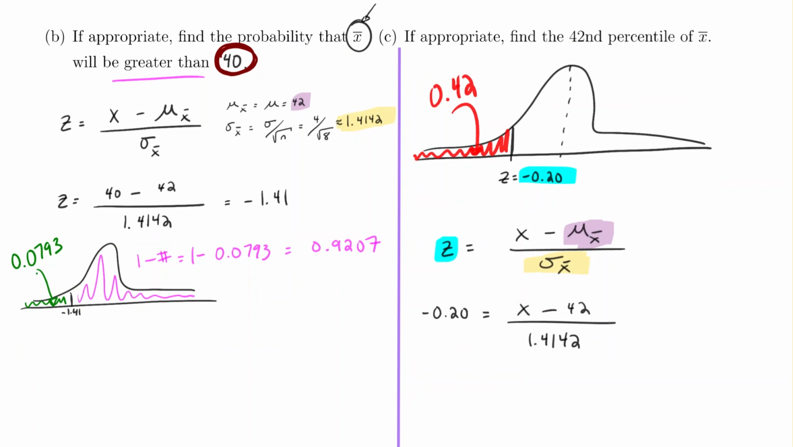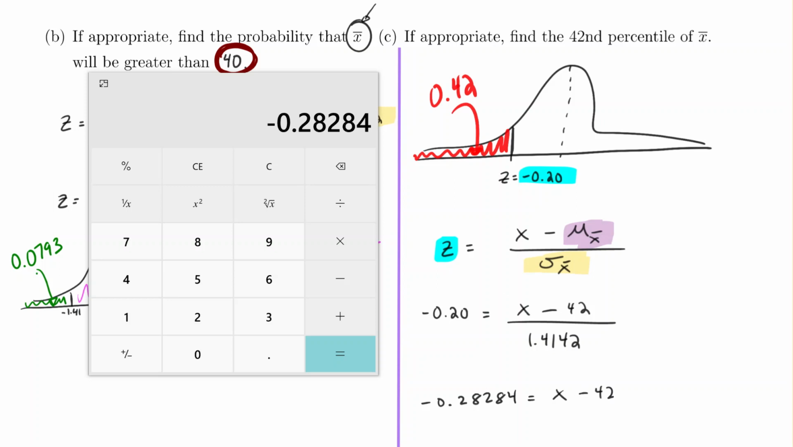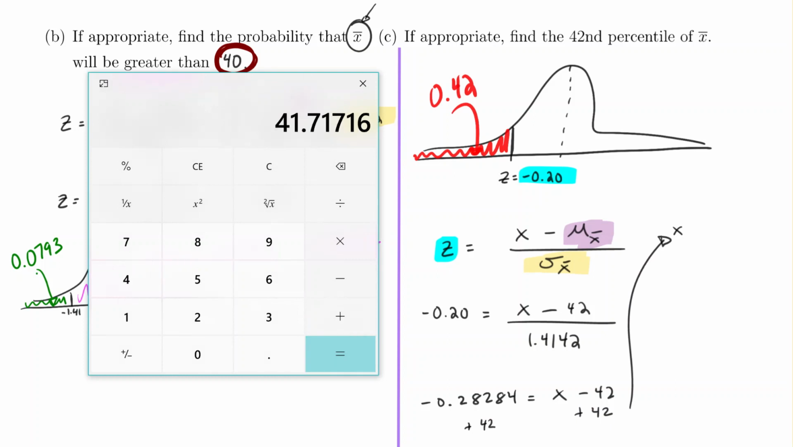In this case, I'll multiply both sides by 1.4142. Negative 0.2 times 1.4142 gives me negative 0.28284 equals x minus 42, because when I multiplied both sides by 1.4142, that canceled from the denominator. I then add 42 to both sides to isolate x, and I get that data value is 41.71716.